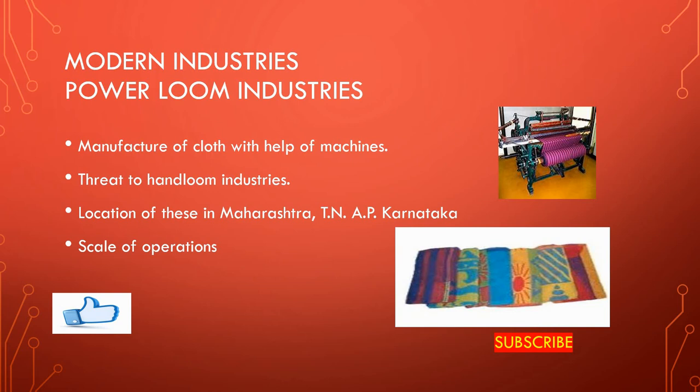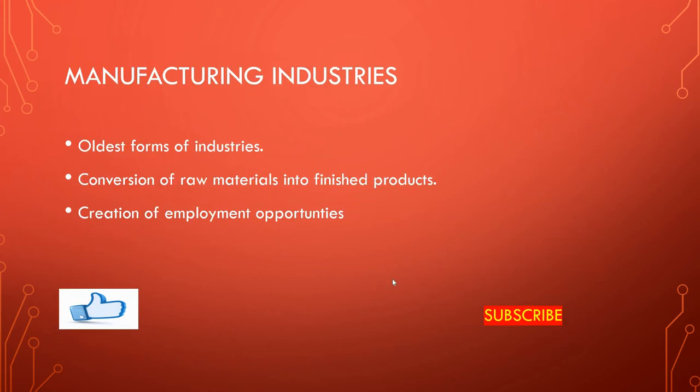The use of technology enhances the production, and you can see how it is manufactured in this picture. So this is the machinery, how it is used in the power loom industries. Just an example here. Now let's go to manufacturing industries.